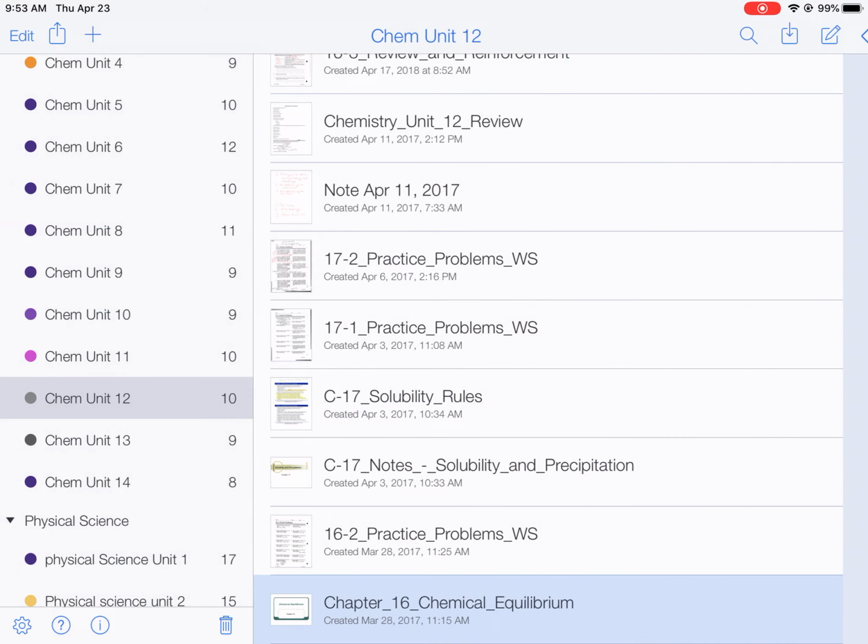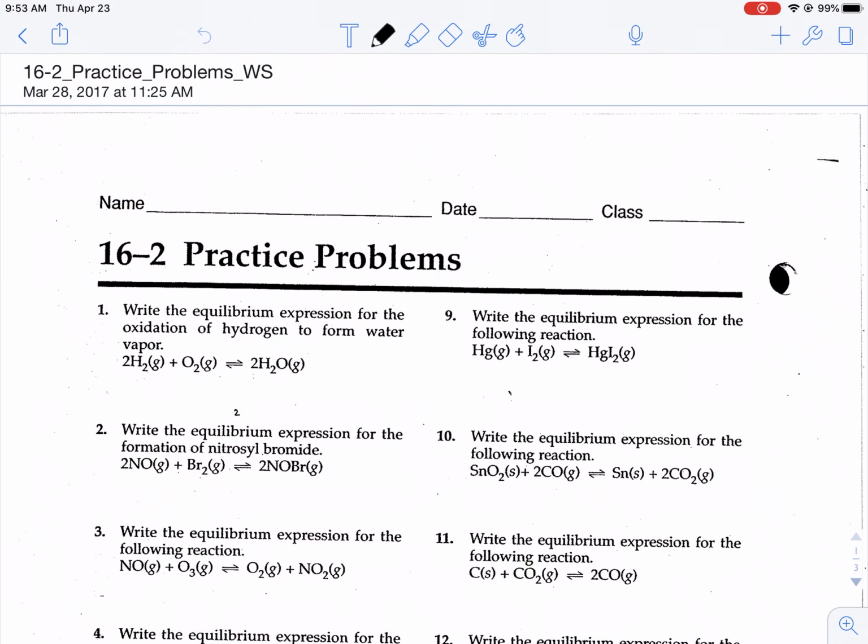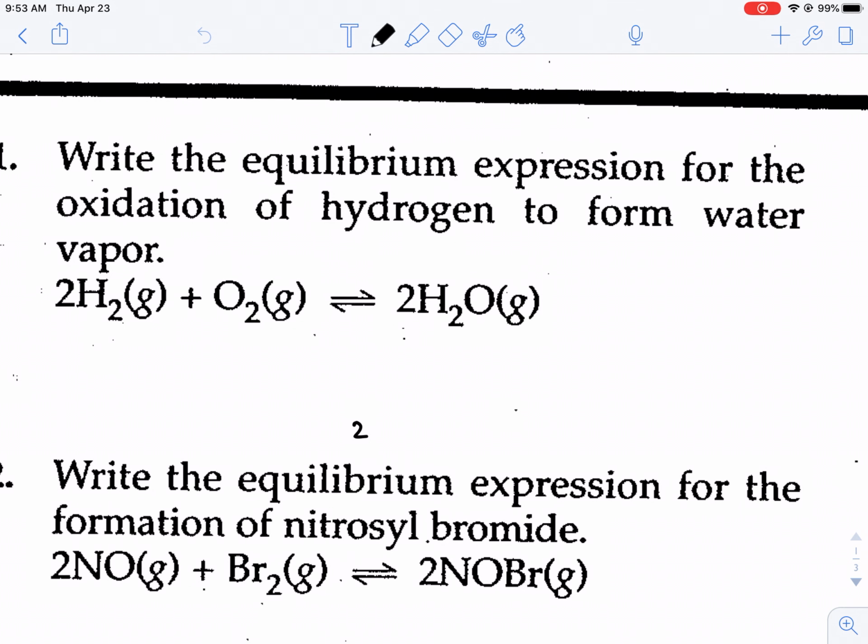So let's look at the worksheet on 16-2 and let's try problems 1 and 2. For problems 1 and 2, when I'm looking at this expression, I'm seeing that they are all gases. And that's important because only gases and aqueous solutions can be put into an equilibrium expression. Liquids and solids will not be put into an equilibrium expression. So let's take a look at the first one. I have my product of water and my reactants of hydrogen and oxygen. Okay?